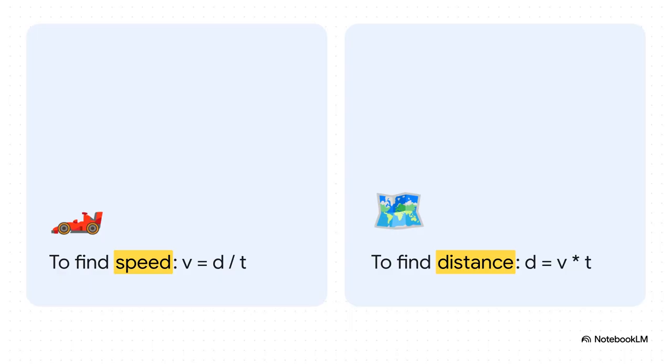And what's really amazing is the flexibility you get. A single relationship, one single equation, can be rearranged to answer all sorts of different questions. If you know that speed is distance divided by time, well, you can use that exact same relationship to find the distance if you already know the speed and the time. It's like using the same words, but just rearranging them to ask a different question. That's the whole magic of inverse formulas.